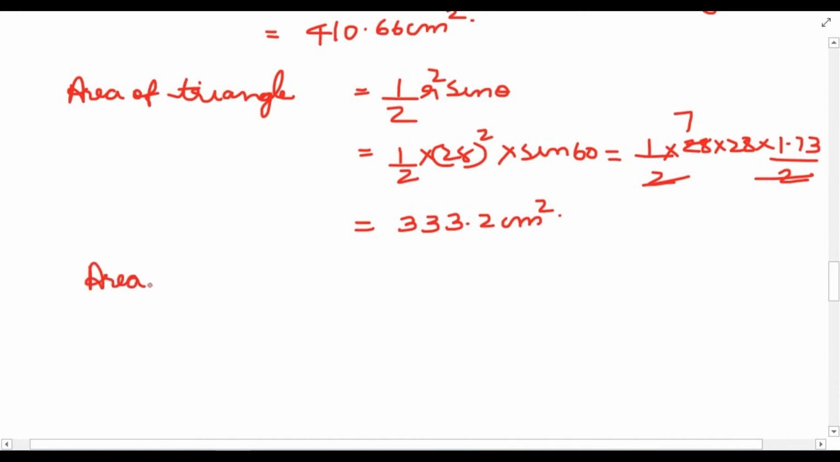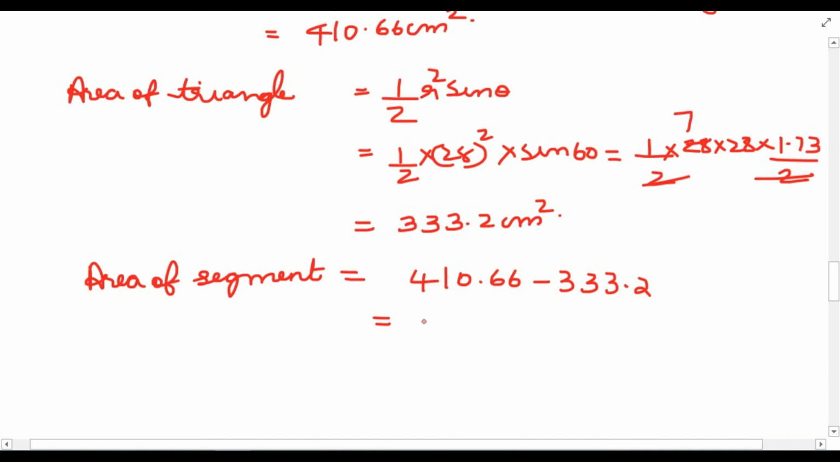So we got the area of sector and area of triangle. Now we will find the area of segment. Area of segment is given by the formula area of sector minus area of triangle formed by that chord. So it is equal to 410.66 minus 333.2. So the area of one segment is 77.46.